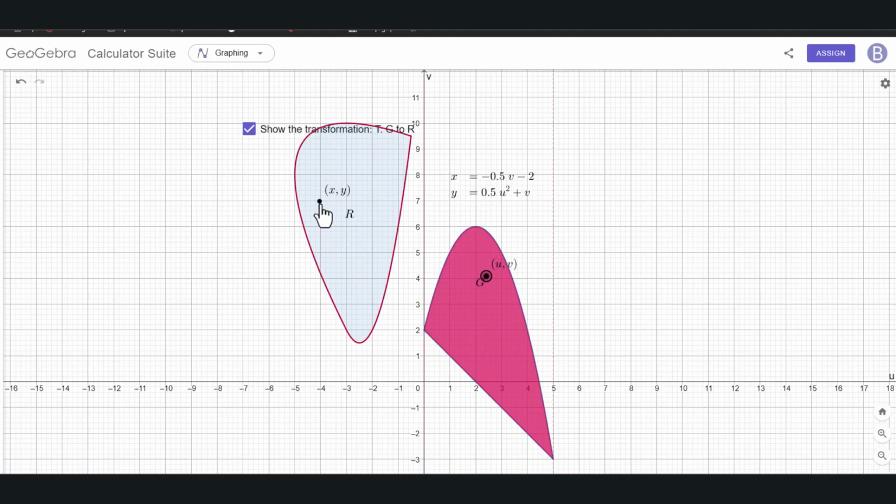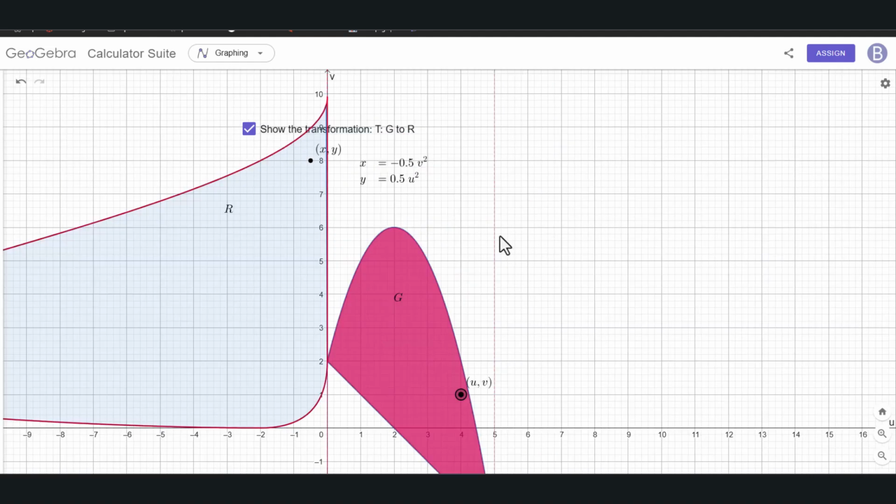I should be able to find some point in this region that comes from multiple UVs inside the G. In this particular map, that's not the case. This is a one-to-one map. I'll try to come up with another example for you where you can see where it's not one-to-one.